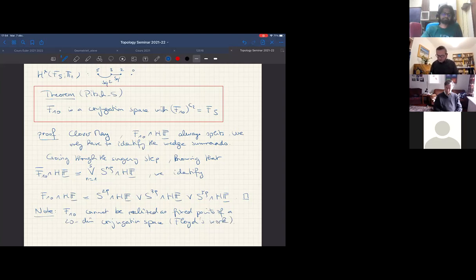So just like the octonionic projective plane cannot be realized as fixed points of a 32-dimensional conjugation space by work of Adams, F10 is up to now the smallest manifold we know cannot be realized as fixed points of a conjugation space. And maybe I should stop here.